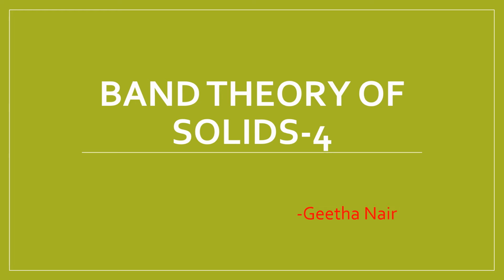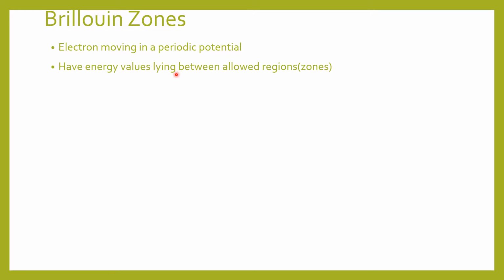This is the fourth part of the series on band theory of solids, where we will see about Brillouin zones. Brillouin zones: the electron moving in a periodic potential has energy values lying between the allowed regions, which can be called zones.